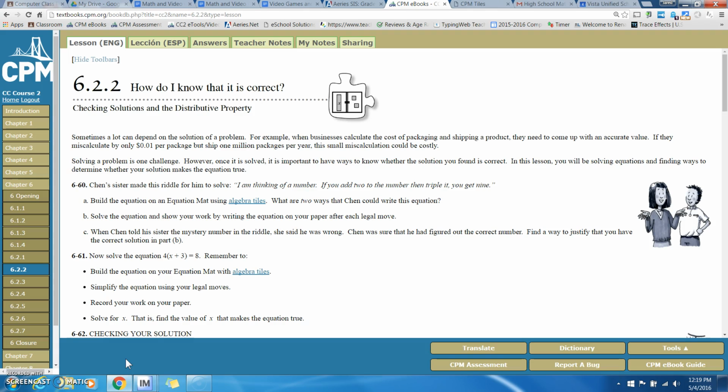So let's look at 6-60. It says, Chen's sister made this riddle for him to solve. I am thinking of a number. If you add 2 to the number, then triple it, you get 9. So we got a couple of hints given here. I'm thinking of a number, which is x. If you add 2 to the number, which means x, and triple it, you get 9, and that means it equals 9. Part A says, build the equation on the equation mat using algebra tiles. What are 2 ways that Chen could write this equation? So let's go ahead and do that.